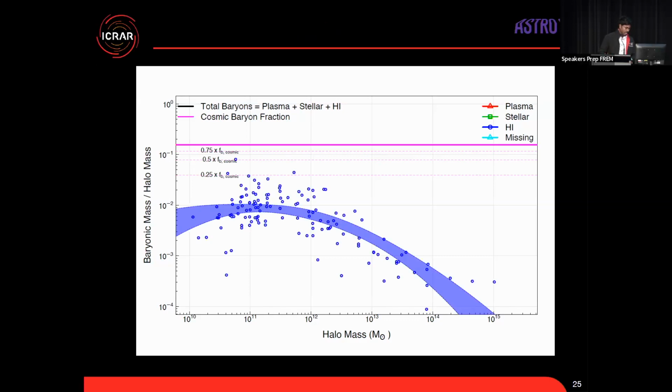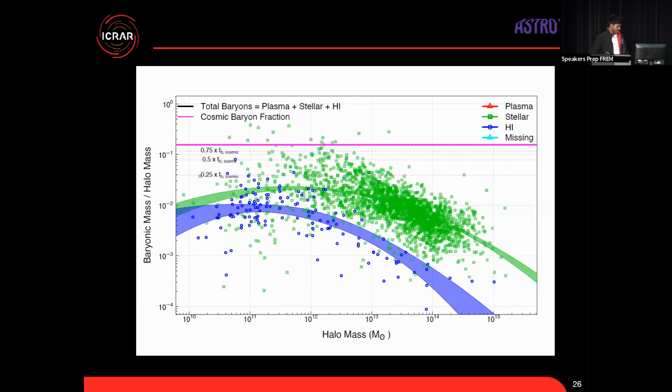So putting the H1 data on this, it shows that H1 is quite subdominant at the highest halo mass end, and it peaks around 10 to the 11. And we can add stellar on top of this. They peak around the 10 to the 12 solar mass regime, which is quite known from the stellar to halo mass relations. And the X-rays come at the high halo mass end. So this is a wonderful result, because at the highest halo mass end, around 10 to the 15 solar mass, you can see that it's like a very closed system. That is, we are matching with the cosmic baryon fraction.